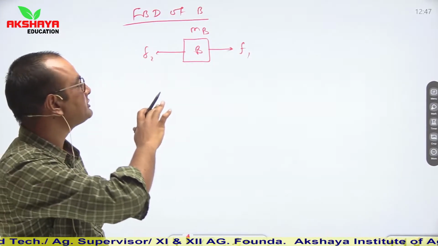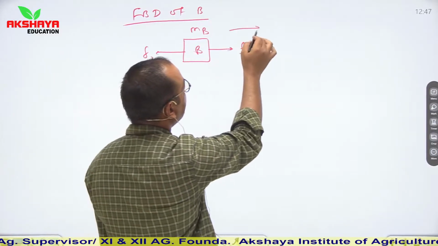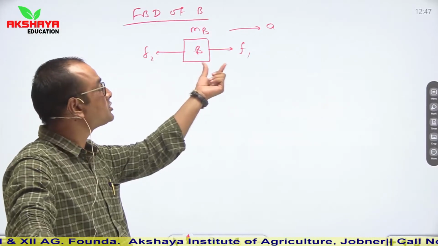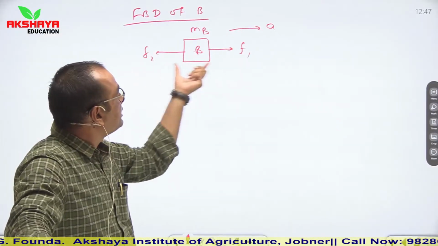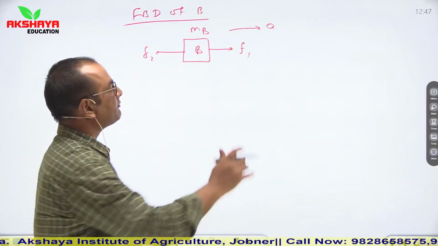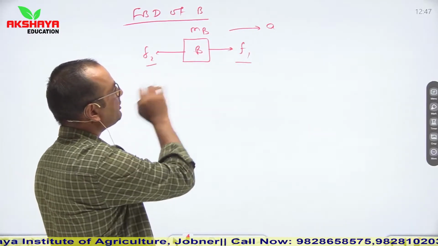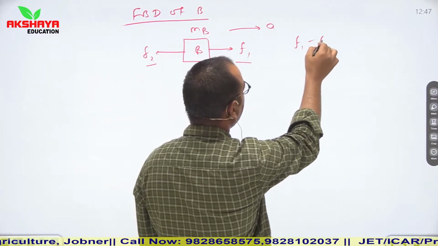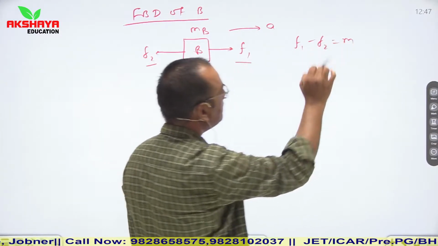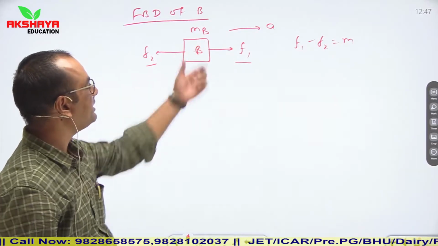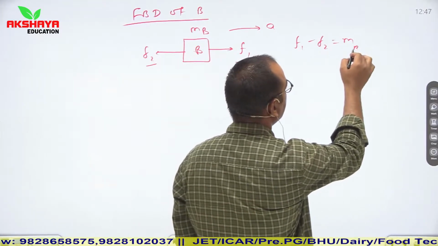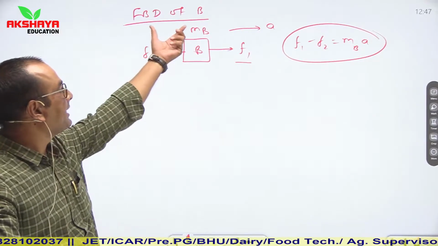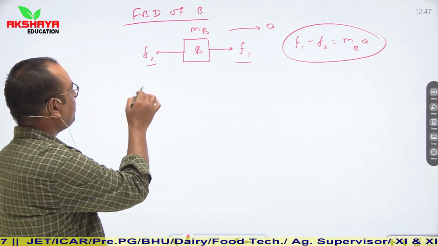So there is no external force applied on object B, but it causes a net acceleration A. So this net acceleration A is caused due to force difference applied on B. So here force difference is F1 minus F2 because net acceleration is in the direction of F1. So from here we can say that F1 minus F2 is equal to mB into A. So this is the equation which is acquired by free body diagram of object B. Now FBD of A.